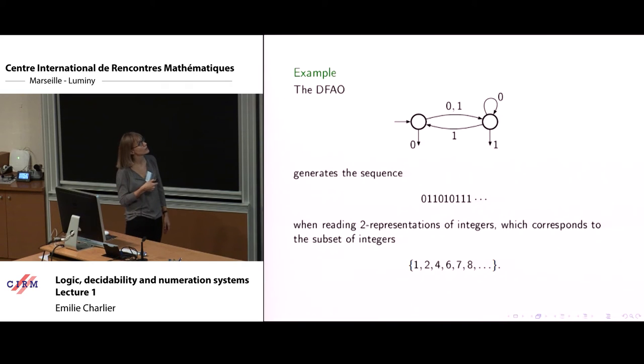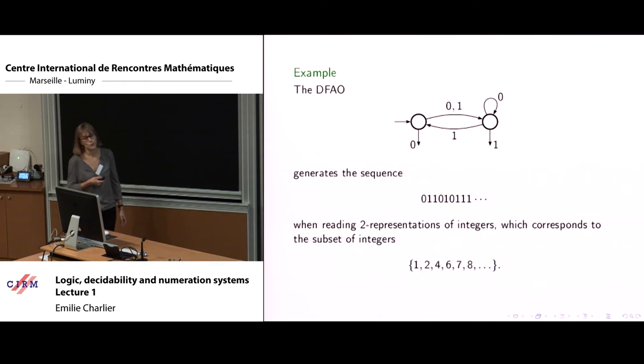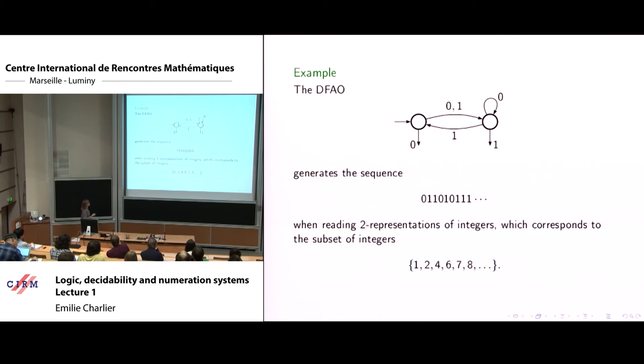So you put the integer if there is a 1 in position n, so 0 is not, 1, 2 are in the set, 3 is not in the set, 4 is in the set, and so on. So you can talk about this set as a 2-recognizable set of integers.